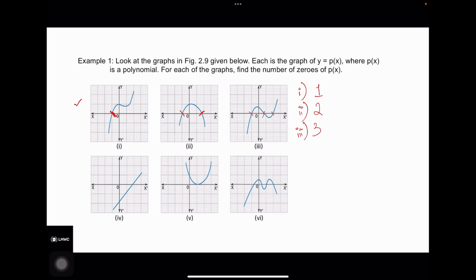For the fourth question, it touches the x-axis over here. Therefore, the number of zeros in the fourth graph is 1. Again, in the fifth question, we find that this parabola touches the x-axis over here. Therefore, the number of zeros is 1. At the last, we find that the graph touches the x-axis over here, over here, over here, and over here. So in total, the number of zeros is 4 in this graph.